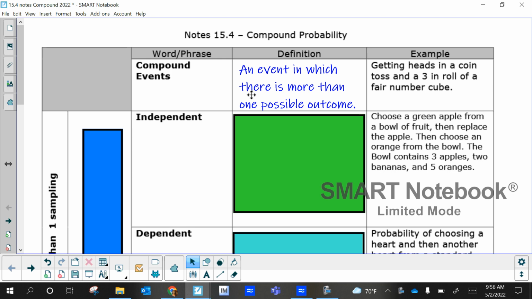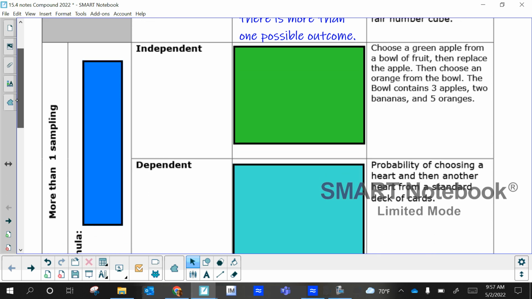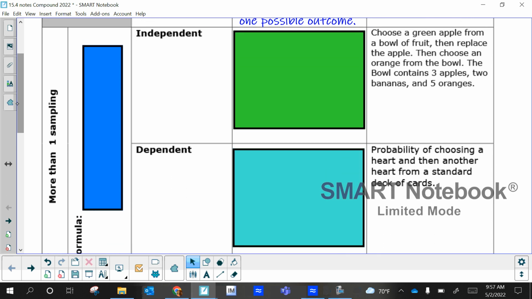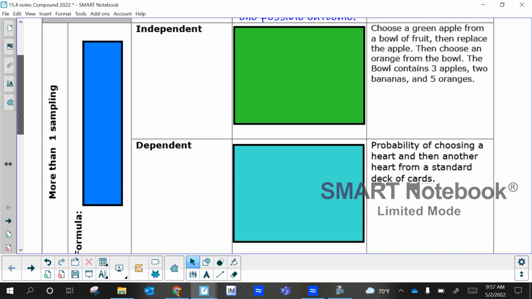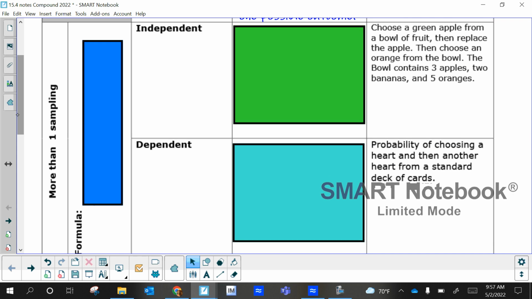So an example would be flipping a heads on a coin toss and getting a 3 when you roll a fair number cube, or a die. Out of these compound events, there's two types that we're going to talk about first. Feel free to pause this video if you need to. We're going to talk about an independent and a dependent event.